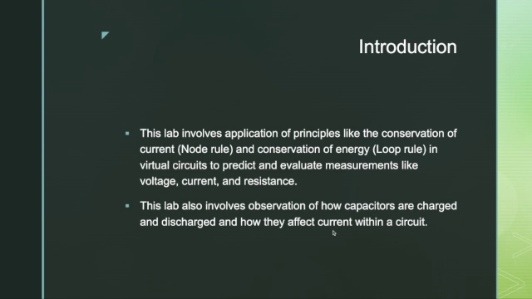This lab involves application of principles like the conservation of current, which is called the node rule, and the conservation of energy, known as the loop rule, in virtual circuits to predict and evaluate measurements like voltage, current, and resistance. This lab also involves observation of how capacitors are charged and discharged and how they affect current within a circuit.